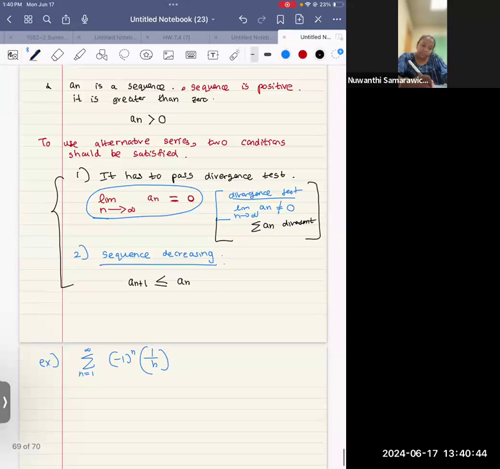Here, remember always, you have to take negative 1 to the power n as just one term. And this is called the A sub n. Don't write A sub n with this part. Always, because A sub n should be a positive term, this is 1 over n. This is called the A sub n.